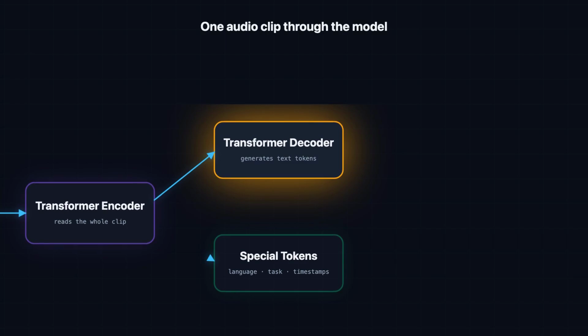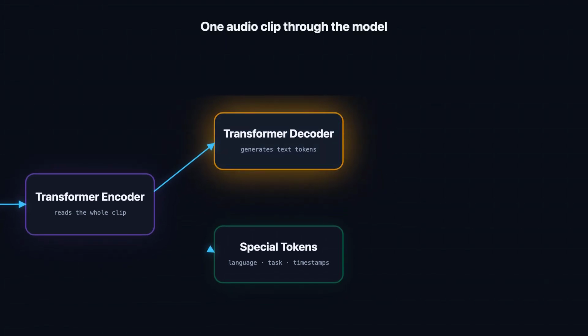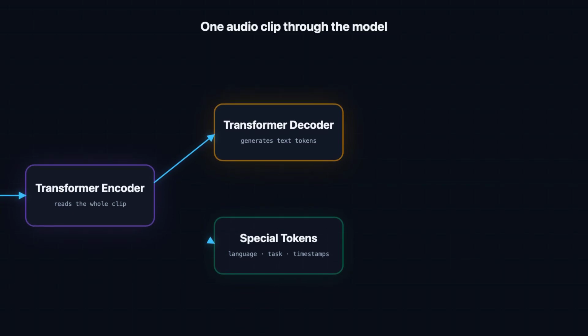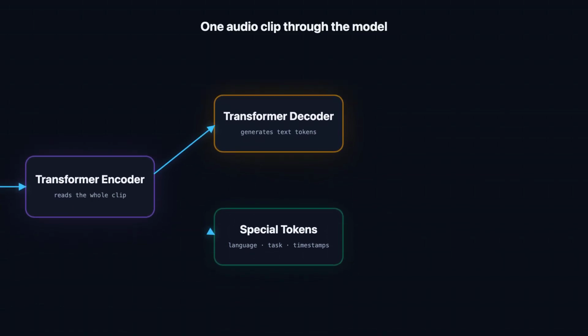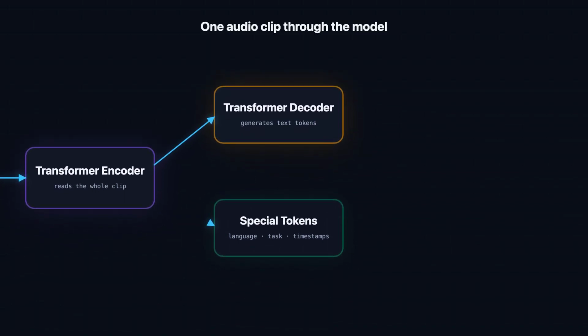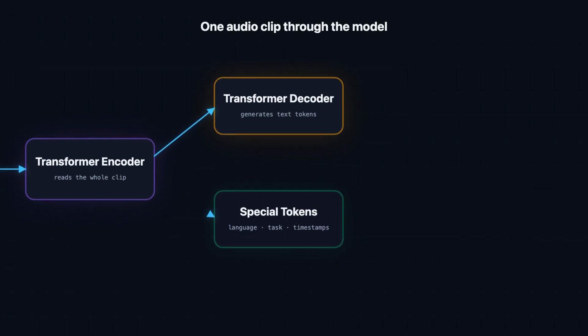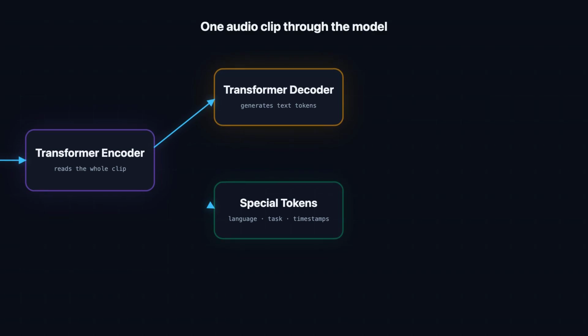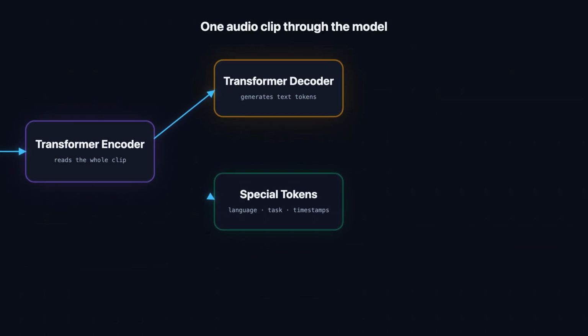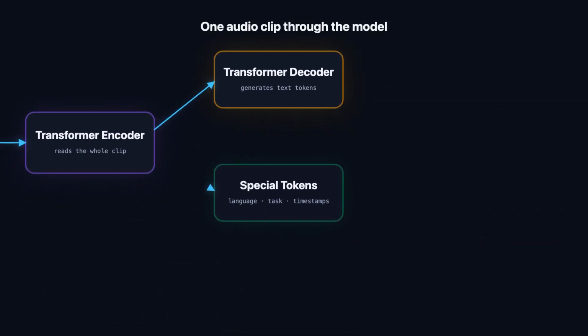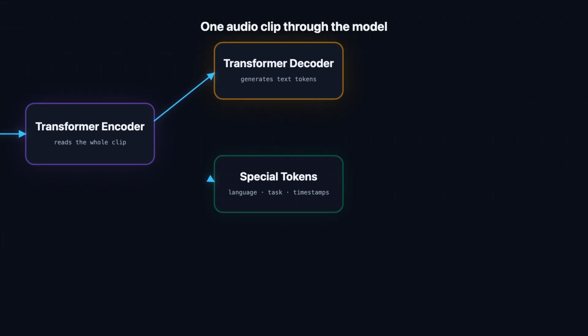Then a transformer decoder takes over and generates text tokens one at a time, the way a language model writes a sentence. It attends back to the encoder's representation of the audio and turns those sounds into readable words, token after token, until the utterance is complete.